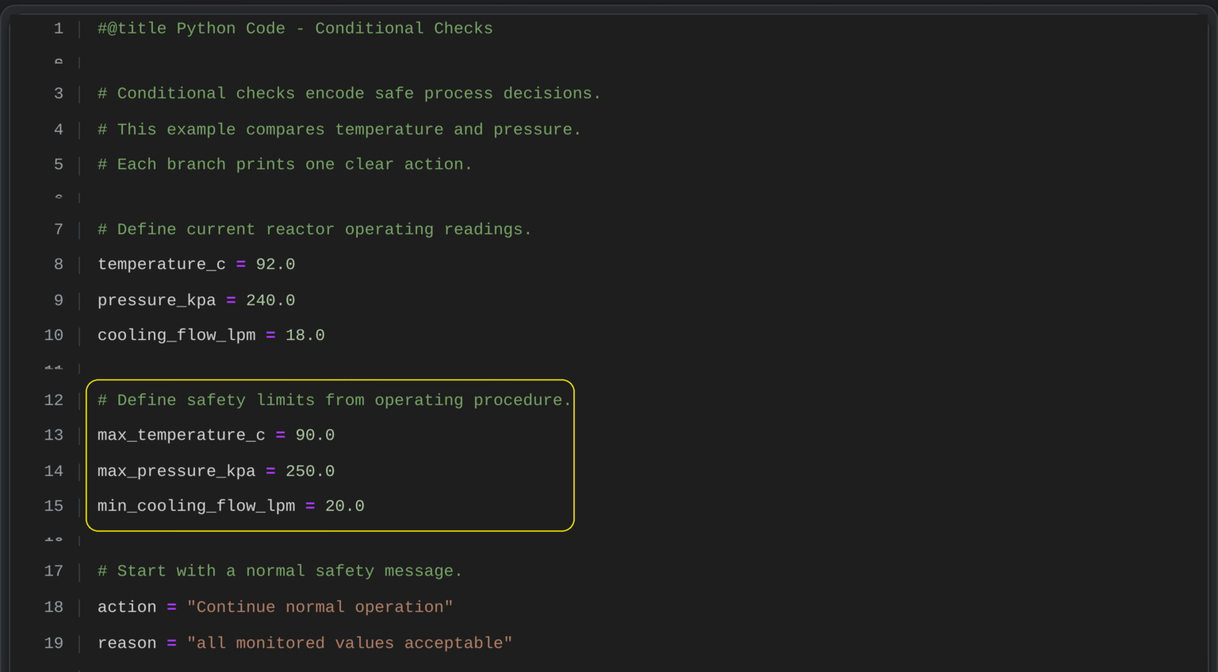The operating procedure sets key safety limits for the reactor. Temperature must not exceed 90 degrees Celsius. Pressure must stay below 250 kilopascals, and cooling flow must remain at least 20 liters per minute. These limits define when action is needed to keep the reactor operating safely.